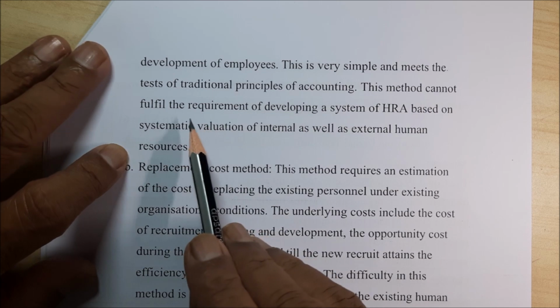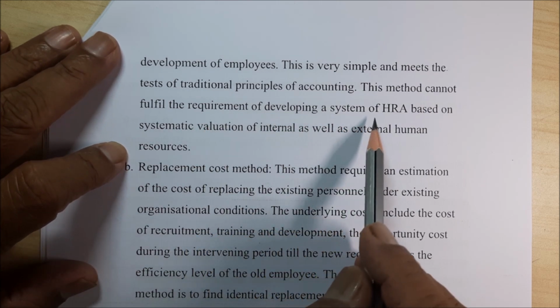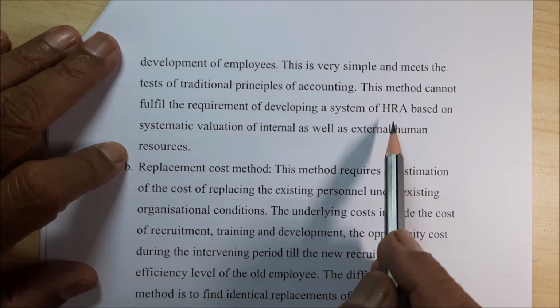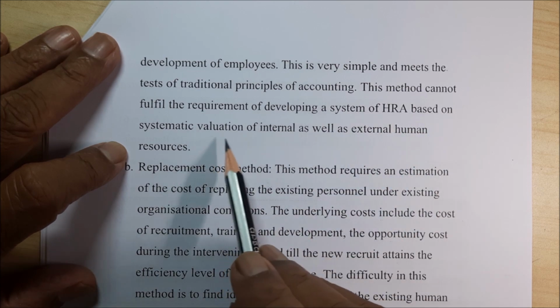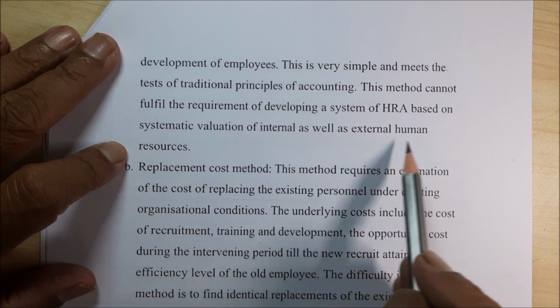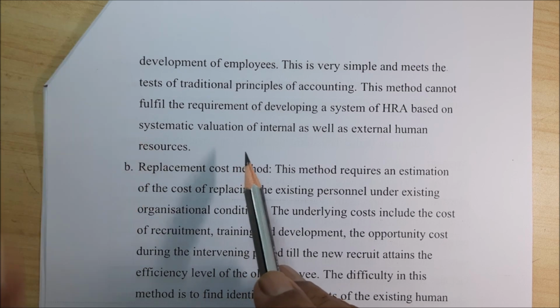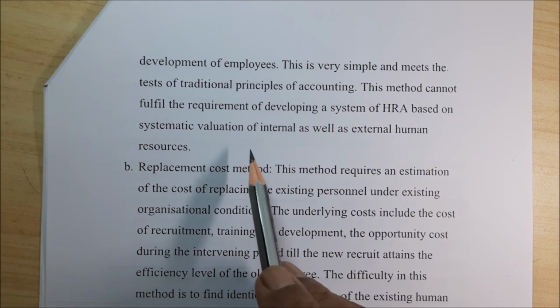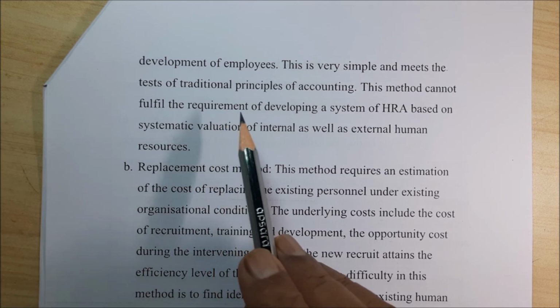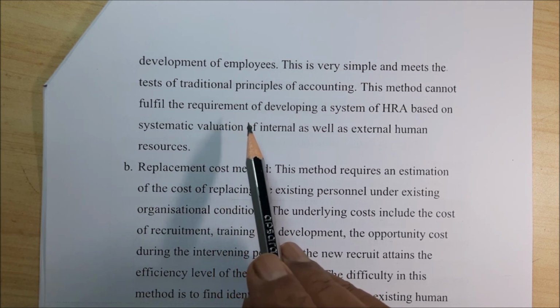This is very simple and meets the test of traditional principles of accounting. This method cannot fulfill the requirement of developing a system of HRA, human resource accounting, based on systematic valuation of internal as well as external human resources. So all the costs that we have incurred for that person, we are going to get back. That is called historical cost.